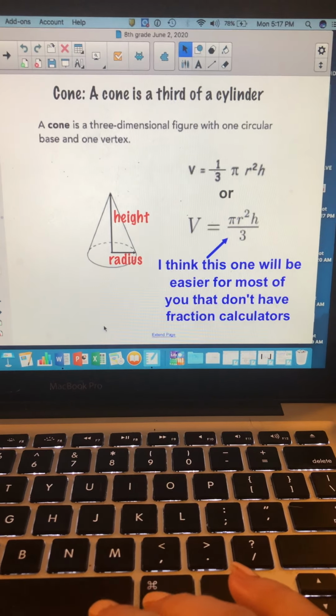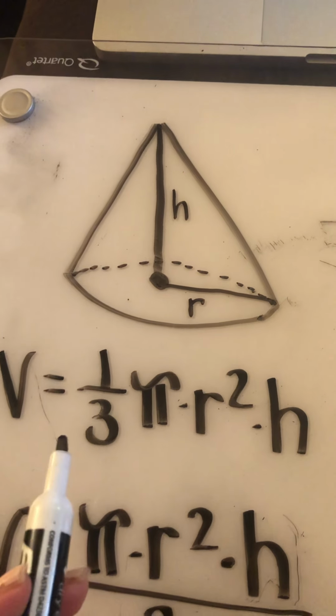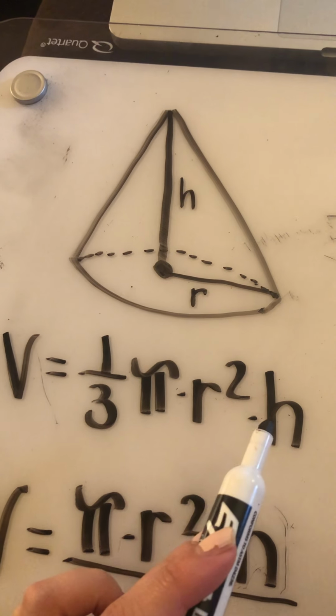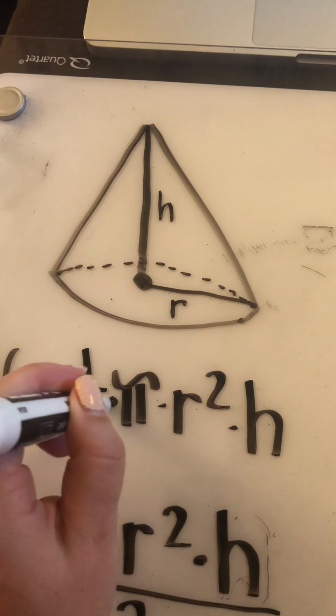All right, so here's a review for cones. Okay, if you remember when we first started, I told you that a cone is a third of a cylinder. So the formula for a cone is very similar to a cylinder. We're just going to take a third of it. And when I say a third, that means multiplication.